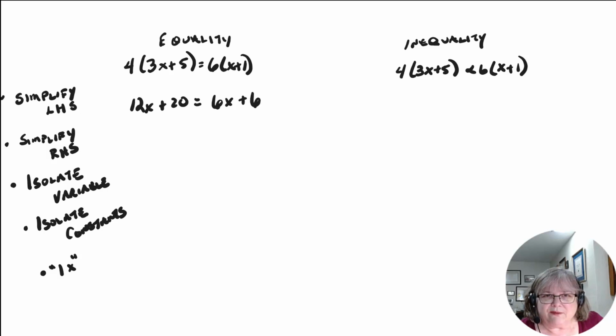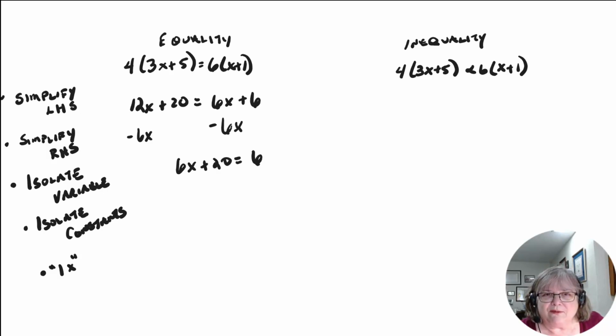So I have 12x on the left, 6x on the right. Let's isolate them, and isolate means to get them by themselves on the left side. So that means we do not want them on the right. So we do the opposite of what they're currently doing in order to remove it, negate it, make it go away, however you want to say it. And we do the same thing to the other side to be legal, right? Because what you do to one side, you have to do to the other. So 12x minus 6x leaves me 6x plus 20 equals 6.